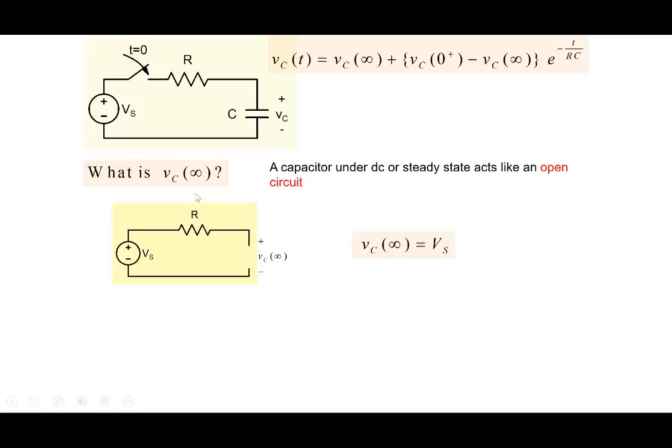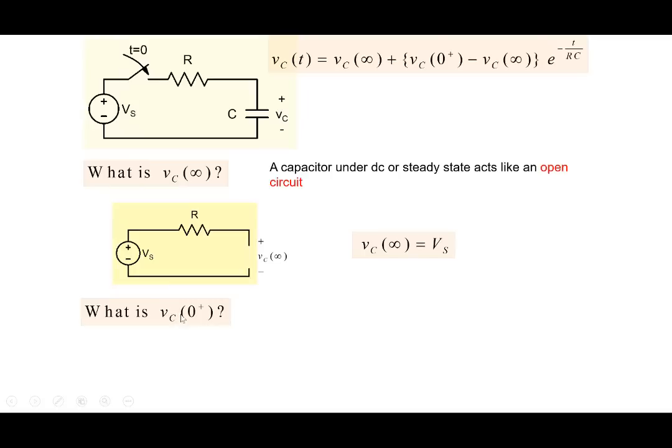So whenever you have to find out what is the voltage across the capacitor at time t equal to infinity, you'll take the capacitor as an open circuit, okay? Because no current is flowing through it. And once you create an open circuit, you solve the circuit to figure out what is the voltage across the capacitor. So that's equal to Vs.